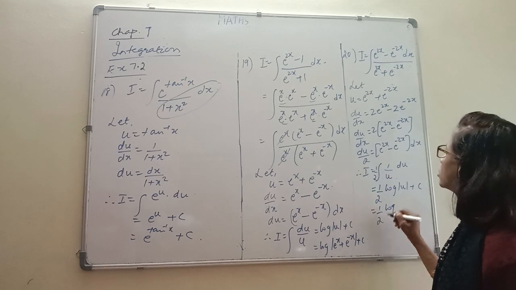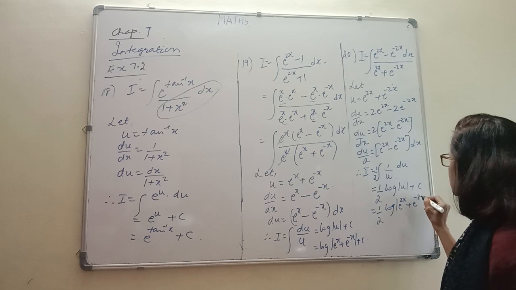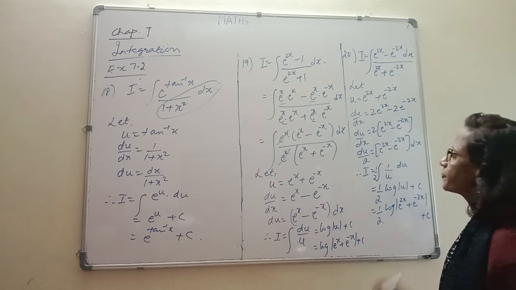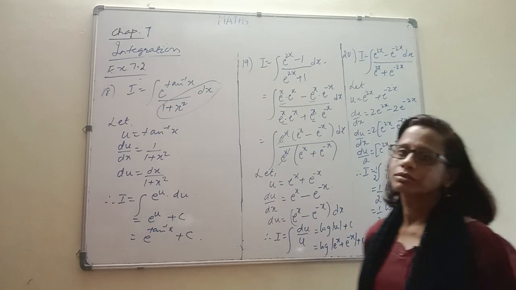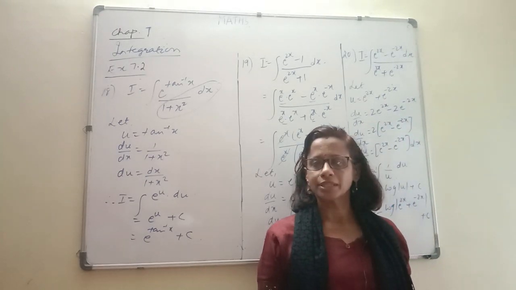So you have log modulus u, which for us is log modulus of e raised to 2x plus e raised to minus 2x, plus c. That's all. So I think that should be all for this video. With more problems, we might as well meet in the next video.